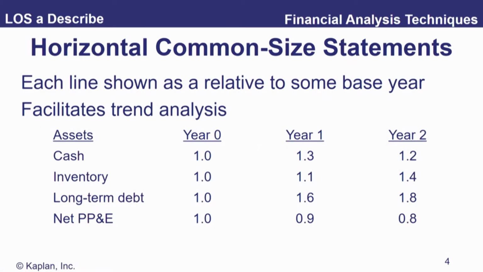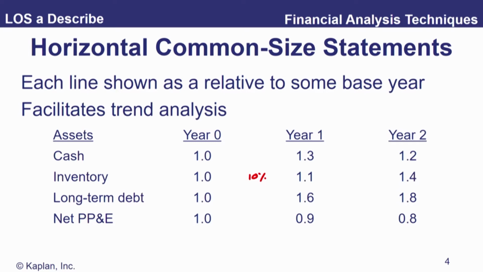So notice we've got cash, inventory, long-term debt, and net plant, property, and equipment here. Now remember, for property, plant, and equipment, when you see the word net, it means the gross cost, the historic cost, minus accumulated depreciation. Now notice year 0, everything is given a value of 1. So this is our base year. What we're then looking at in year 1 is essentially how the balances have changed. Let's take our inventory, for example. You can see it was 1 in year 0, it's now 1.1. So that is clearly a 10% increase in inventory between year 0 and year 1.